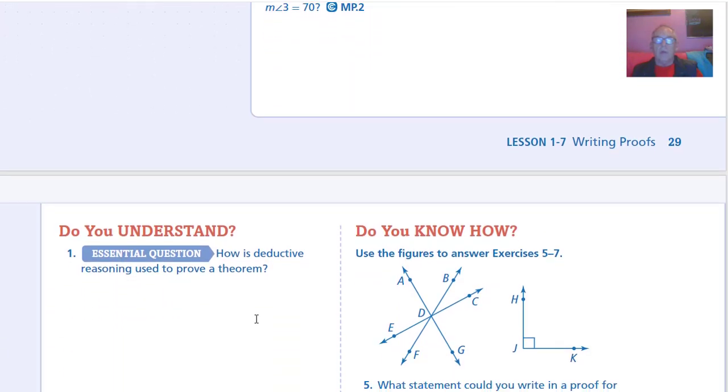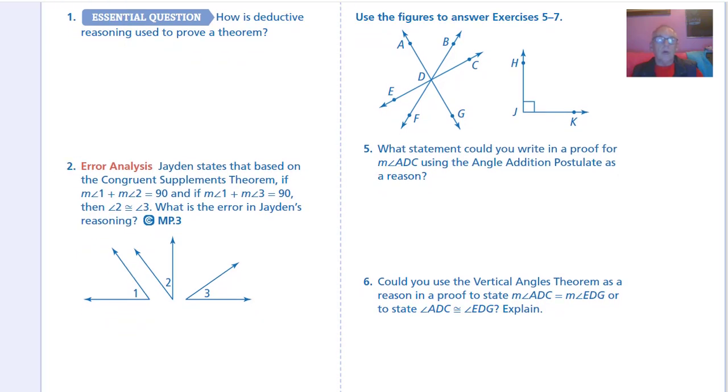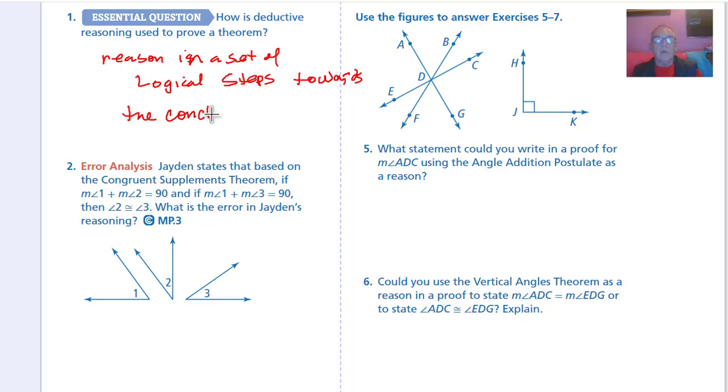Okay, if we go on to the do you understand and do you know how? How is deductive reasoning used to prove a theorem? We reason in a set of logical steps towards the conclusion, which is what we were asked to prove.